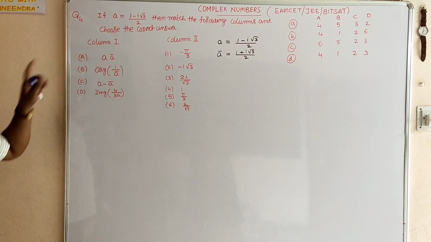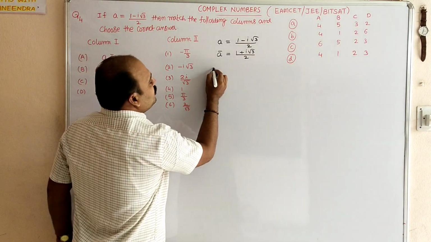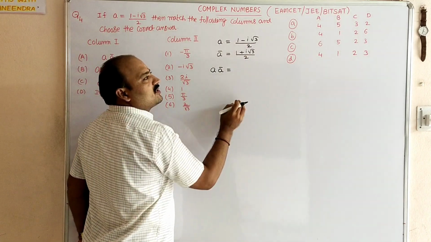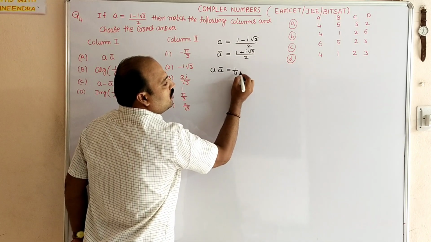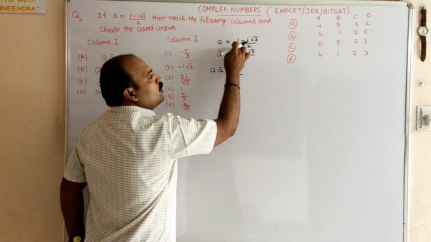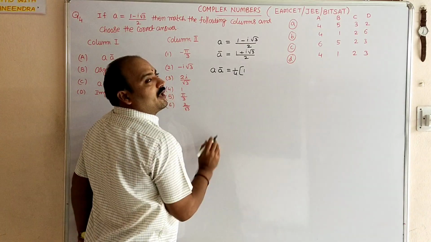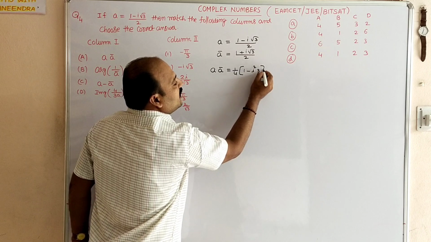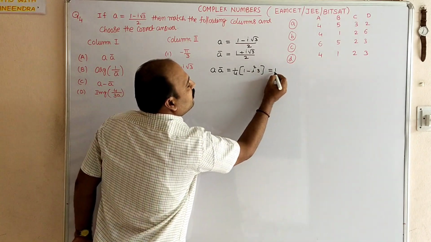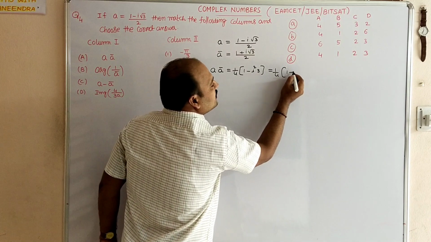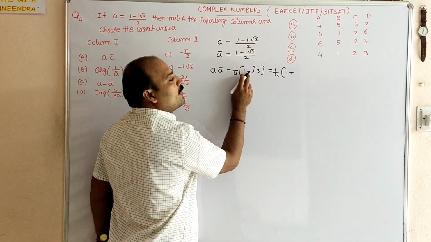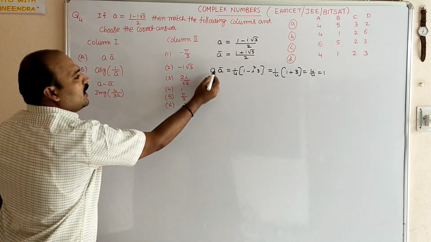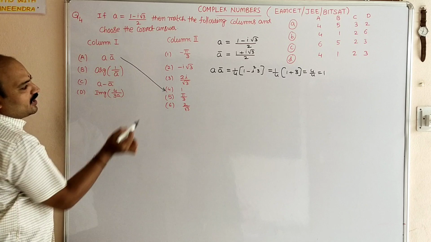Now come to the first question. A into A bar is equal to 1 by 2 into 1 by 2, which is 1 by 4, times (a minus b)(a plus b), a square minus b square: 1 square minus i square root 3 whole square. Root 3 whole square is 3, and i square is minus 1. So 1 by 4 into (1 plus 3), which is 4 by 4, equal to 1 only. So the value we got is 1, which matches with 4.